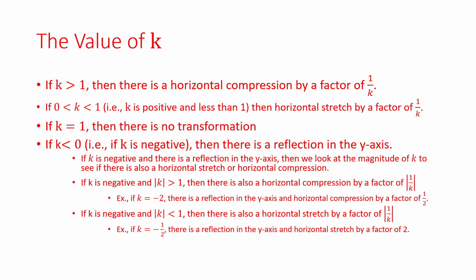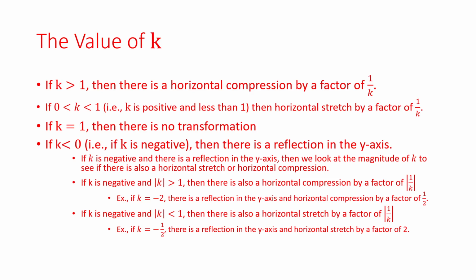The value of k. If k is greater than 1, there's a horizontal compression by a factor of 1 over k. If 0 is less than k less than 1, in other words, k is between 0 and 1, then the horizontal stretch factor is by a factor of 1 over k. If k equals 1, there's no transformation. Now, if k is negative, there's going to be a reflection in the y-axis, and there might also be a horizontal compression or a horizontal stretch.